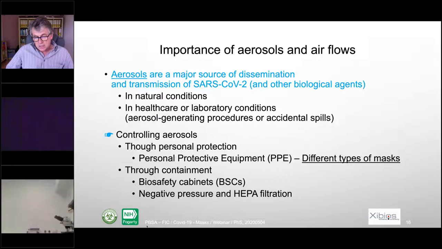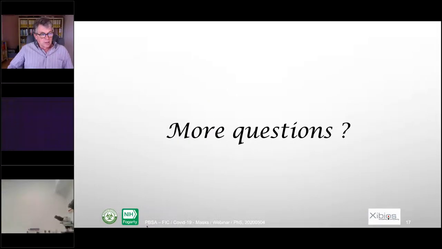Okay? When such protection means are not available for different reasons, for instance in a healthcare setting, that's where we need to think about personal protective equipment, which is mainly done through the different types of masks that we can use. And that will be for the next session. So now it's time for questions again. So, Michelle.